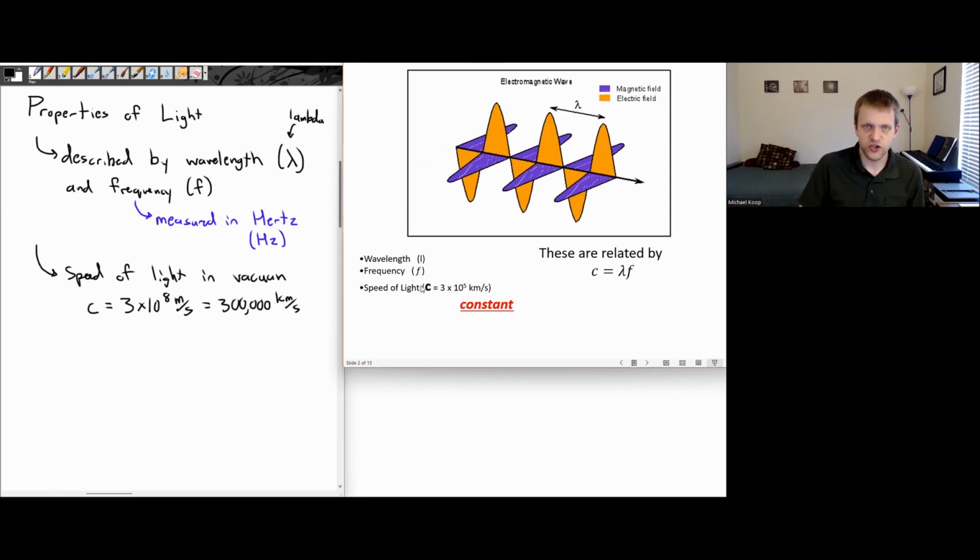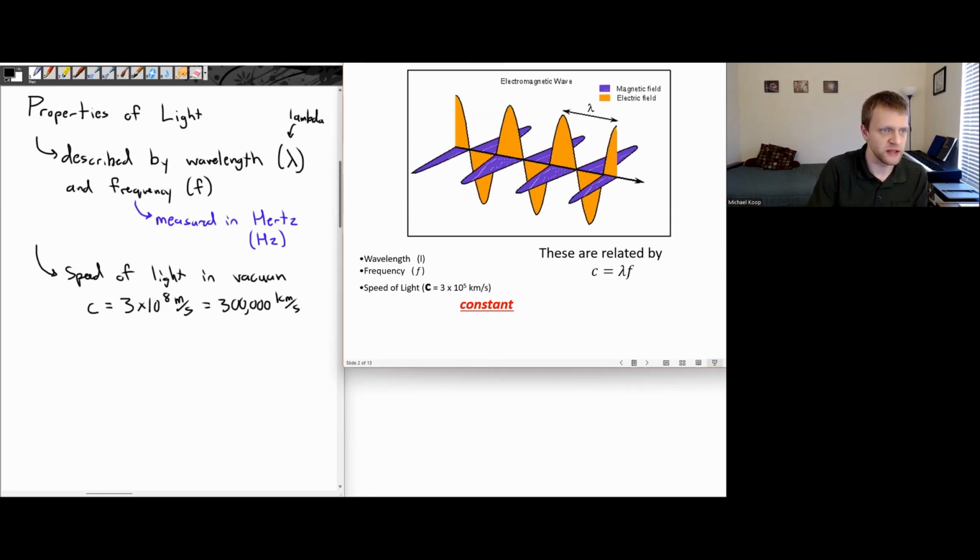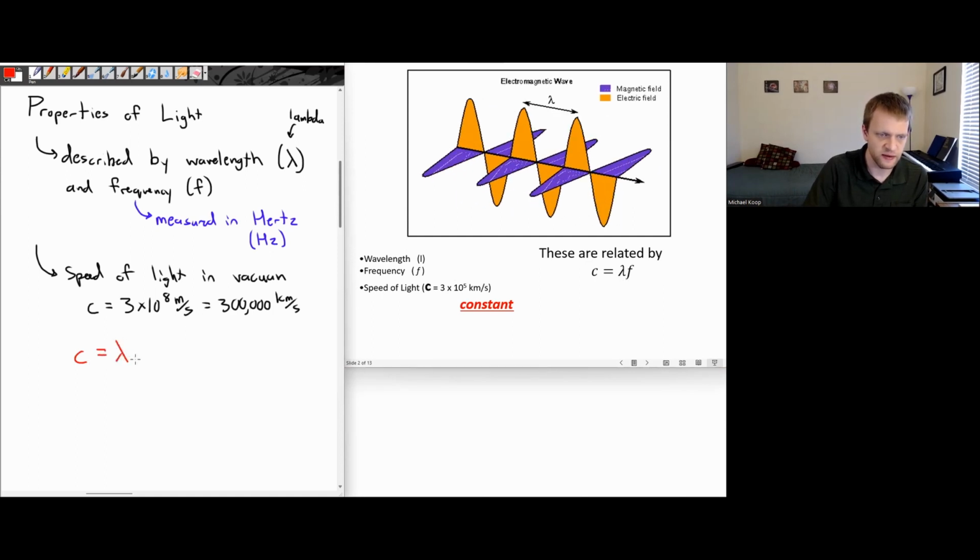And these quantities that we've talked about, the wavelength, the frequency, and the speed of light, they are all related by this equation. The speed of light equals the wavelength times the frequency.